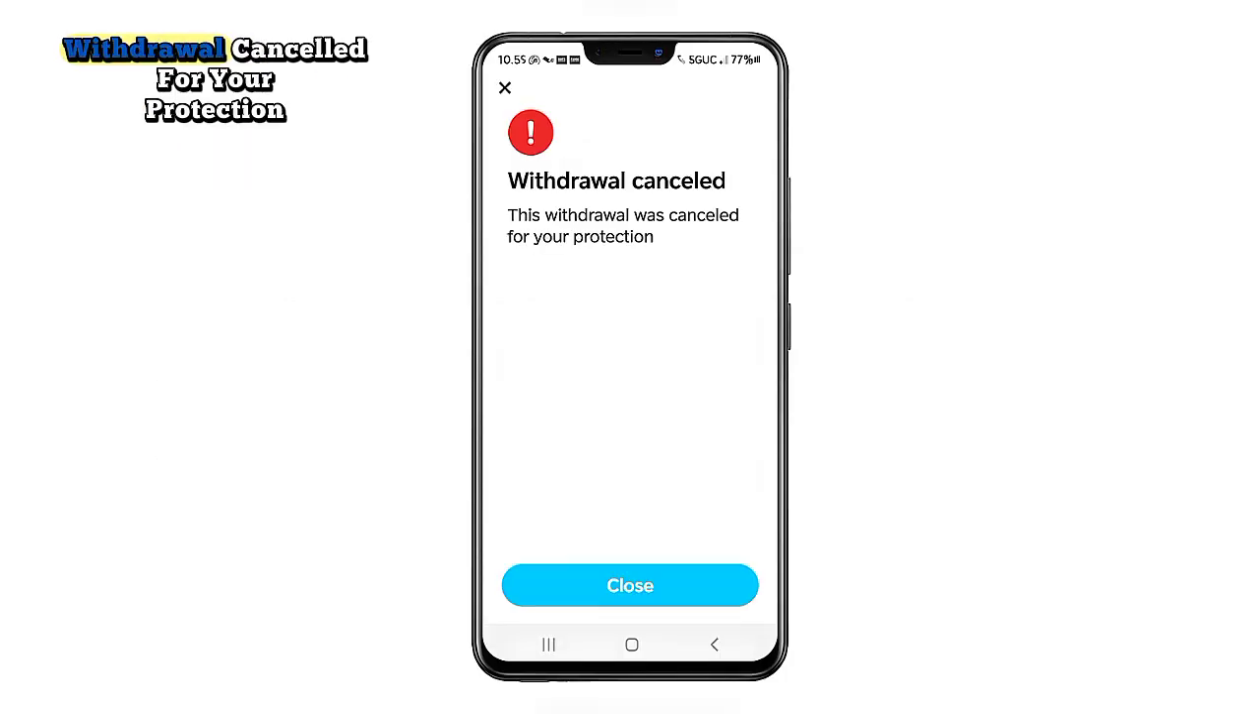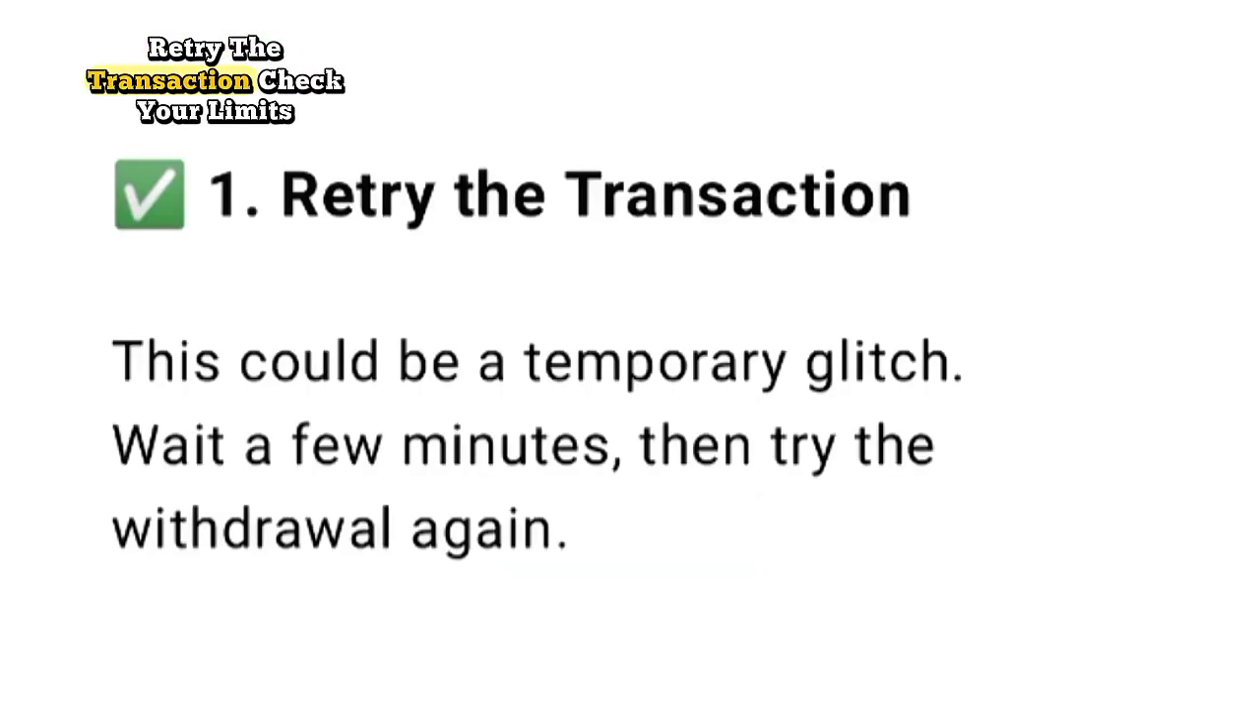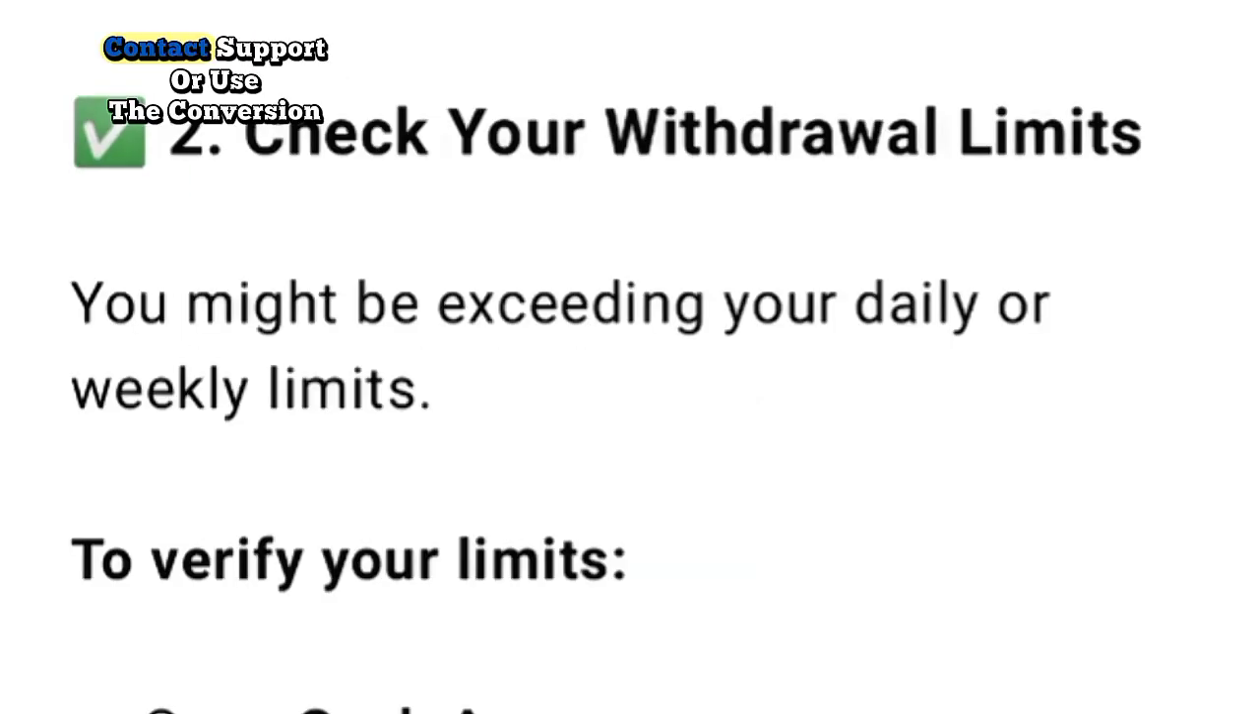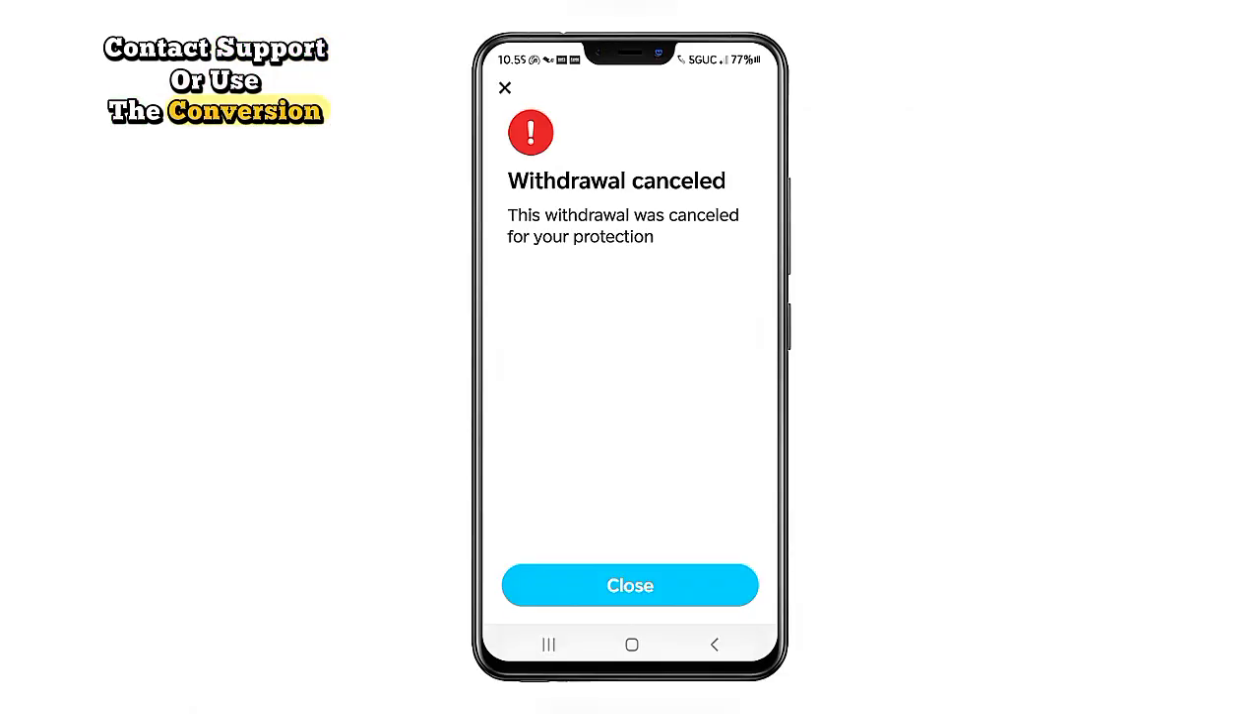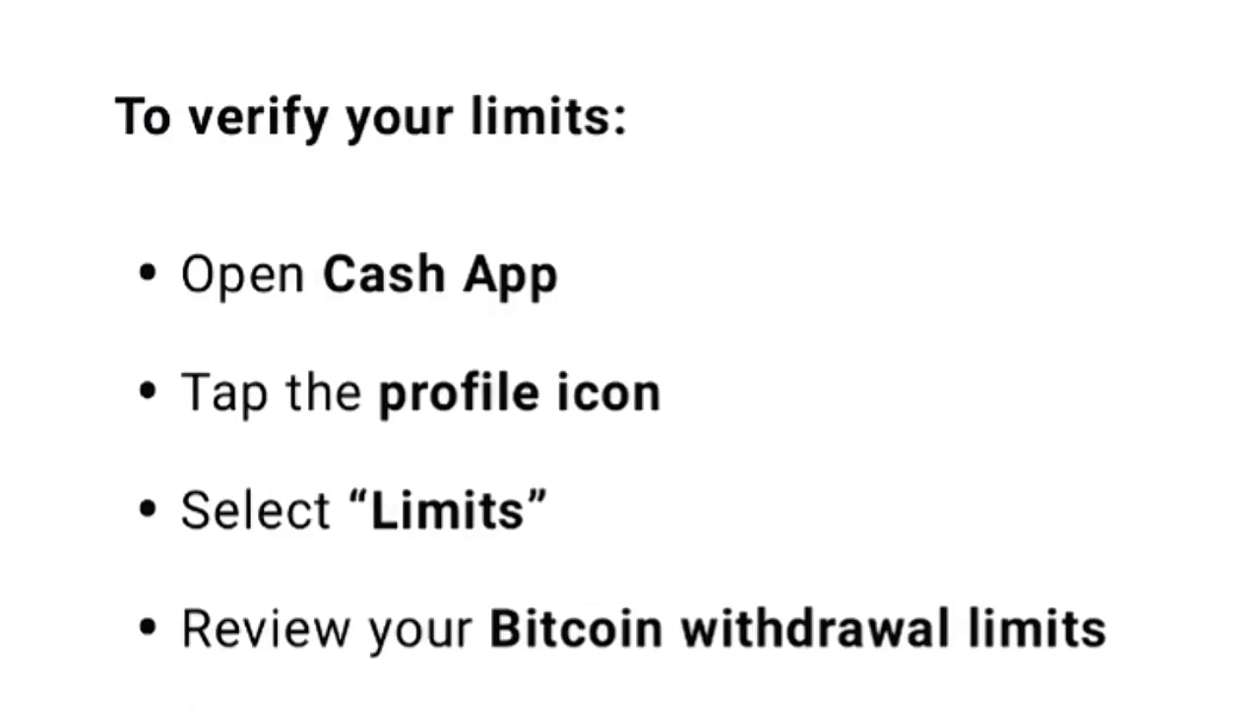So remember, "withdrawal canceled for your protection" doesn't mean you've lost your money. It's just Cash App's way of keeping your account safe. Follow the steps I've shown. Retry the transaction, check your limits, contact support, or use the conversion method. And you'll get your money through safely and smoothly.